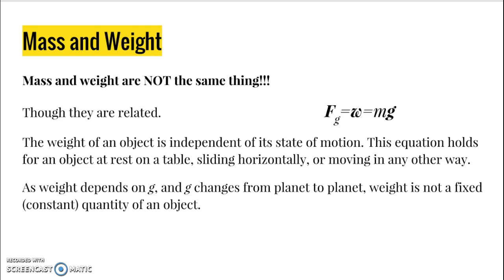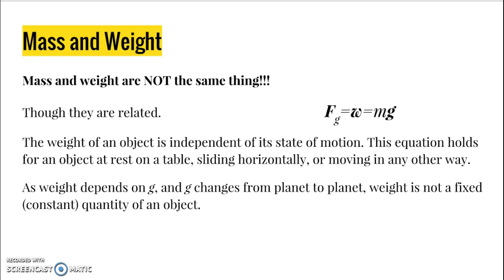Although they're not the same thing, they are related, right? So the force due to gravity, or the weight of an object, is going to be equal to mass times the acceleration due to gravity, right? So here you can see that weight and mass are actually going to be directly proportional, with the acceleration due to gravity being our coefficient. So the weight of an object is going to be independent of its state of motion. Right, so this equation, the weight of an object, doesn't matter if the object's at rest on a table or sliding horizontally or accelerating. It doesn't matter. Weight is always going to be mass times the acceleration due to gravity, right?